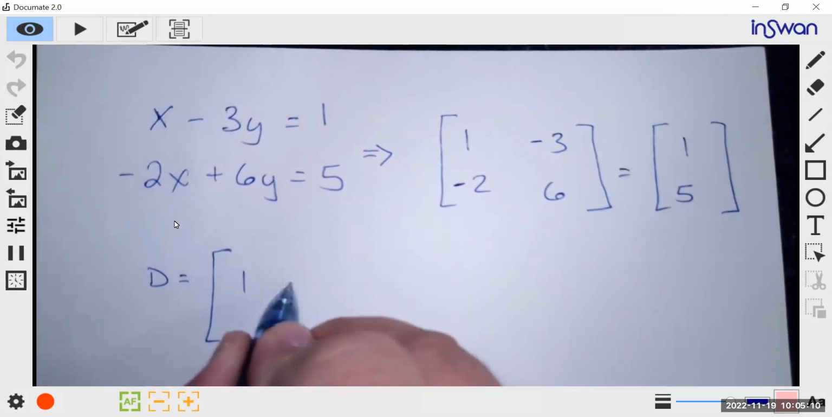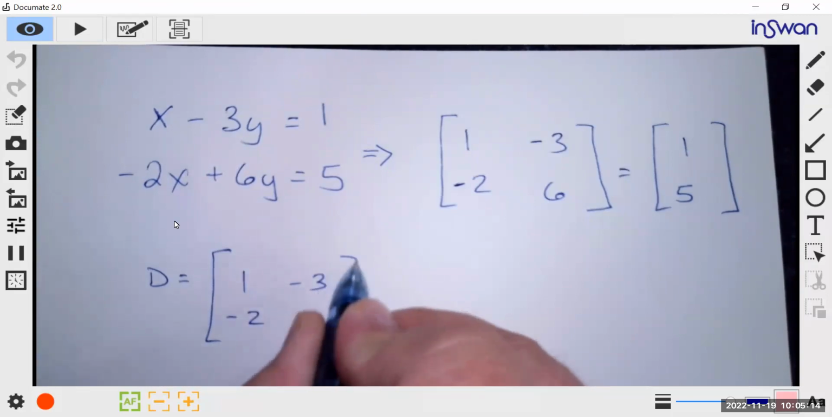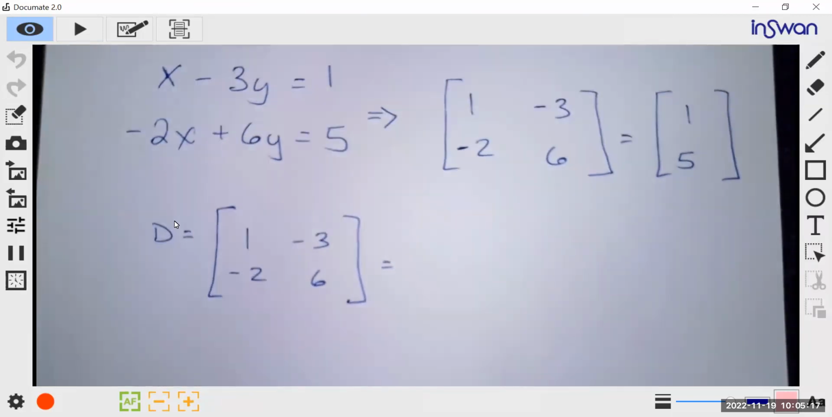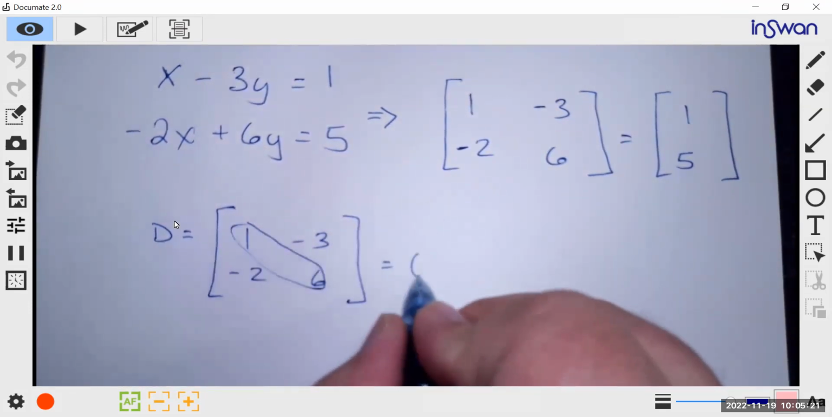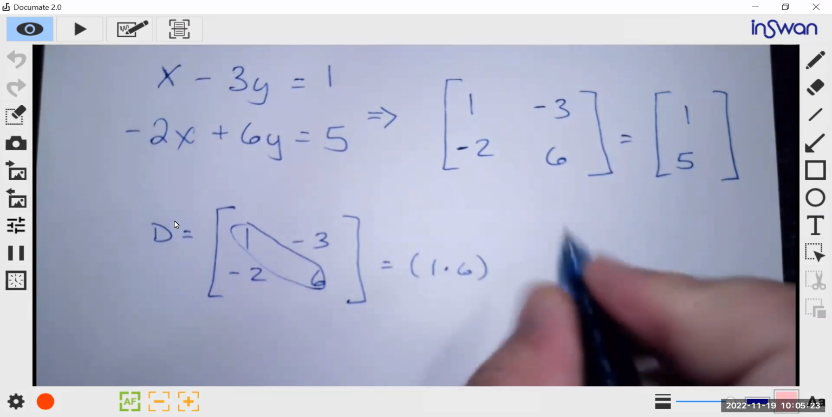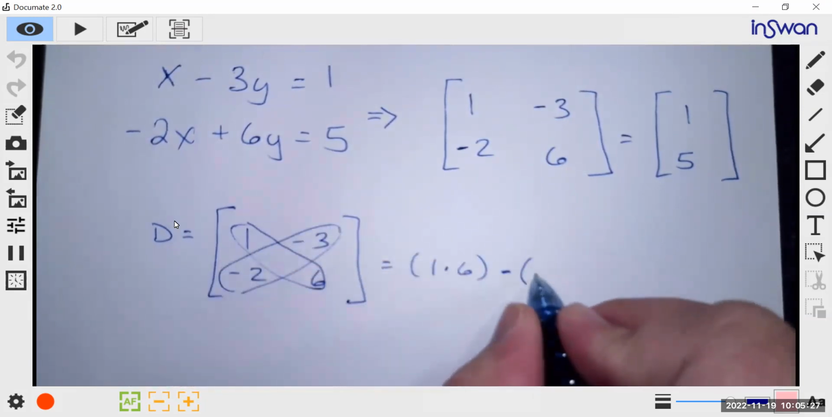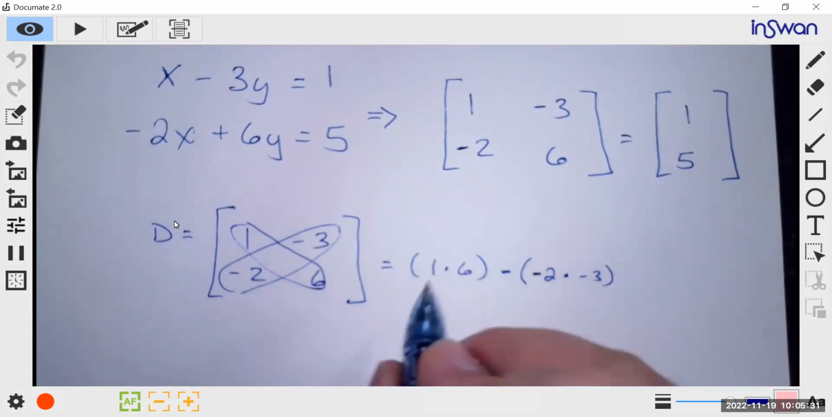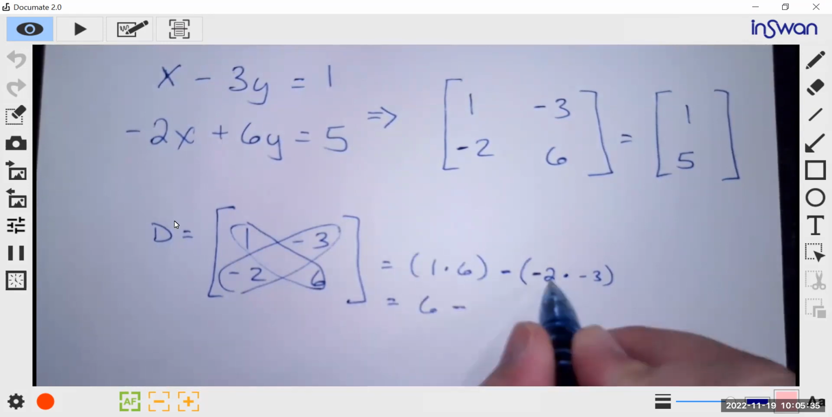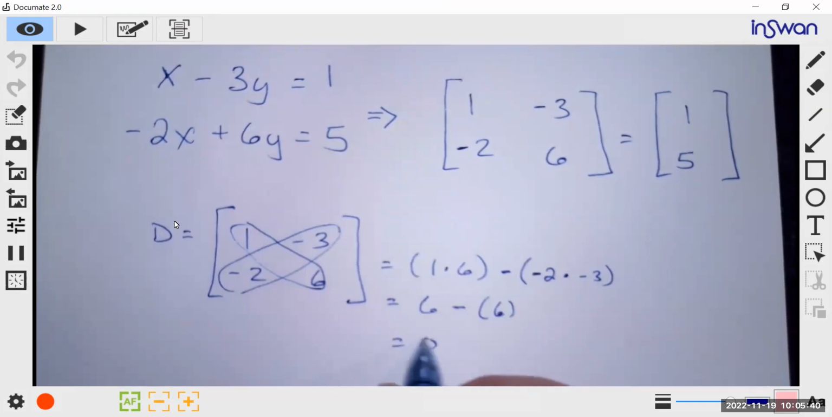Let's find our D. So 1 times 6 minus negative 2 times negative 3. 1 times 6 is 6. Negative 2 times negative 3 is 6. 6 minus 6 is 0.